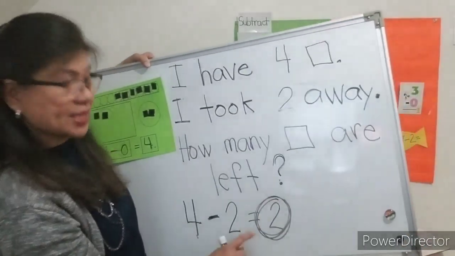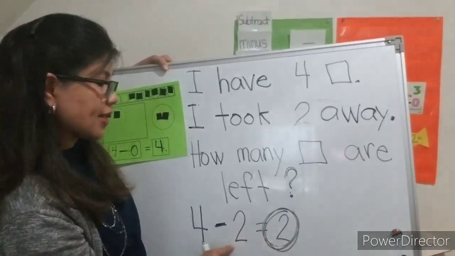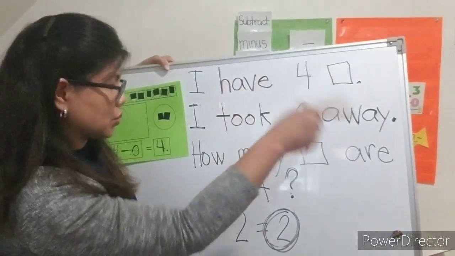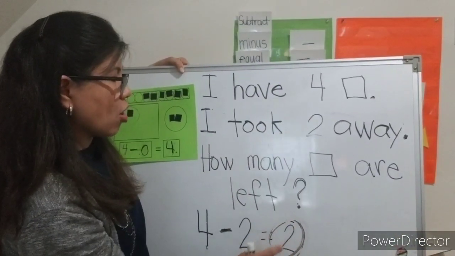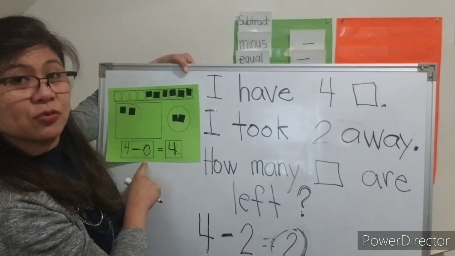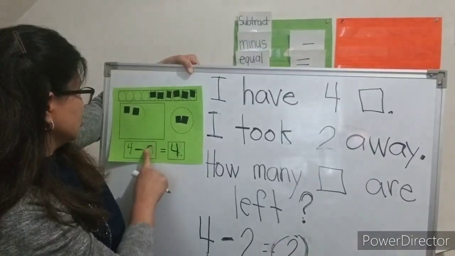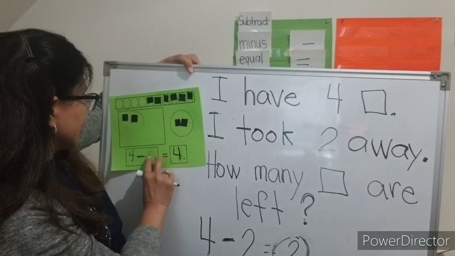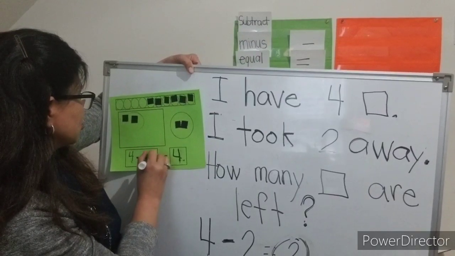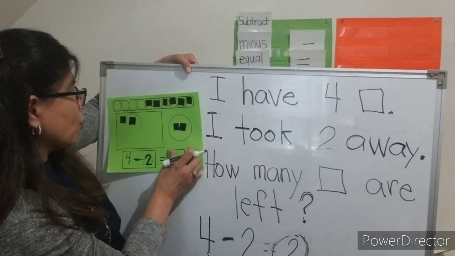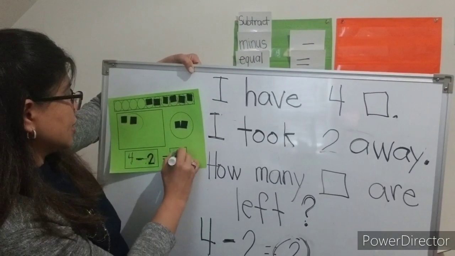That's a number 2. The last number 2 is your difference, not this one, because these are the ones that you took away. This one, how many are left? Okay, so this one is wrong, right? It doesn't match. So we need to make it right. 4 minus 2 equals not 4. You look back here. It's 2.